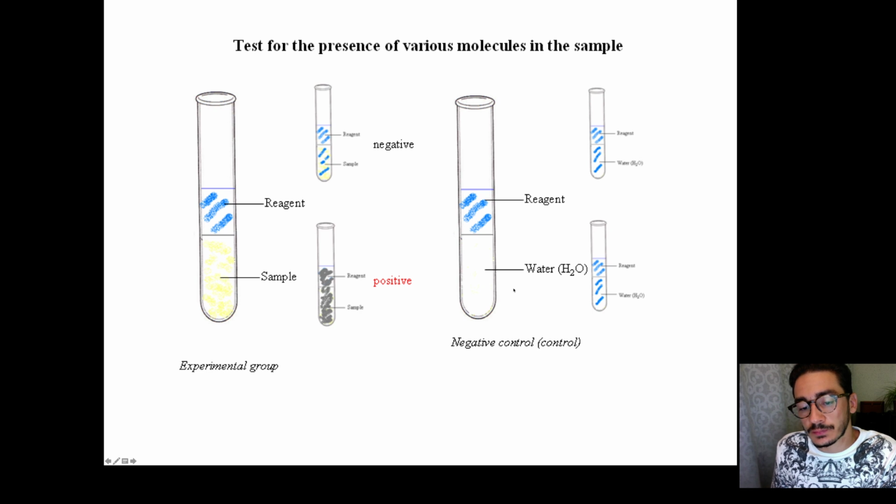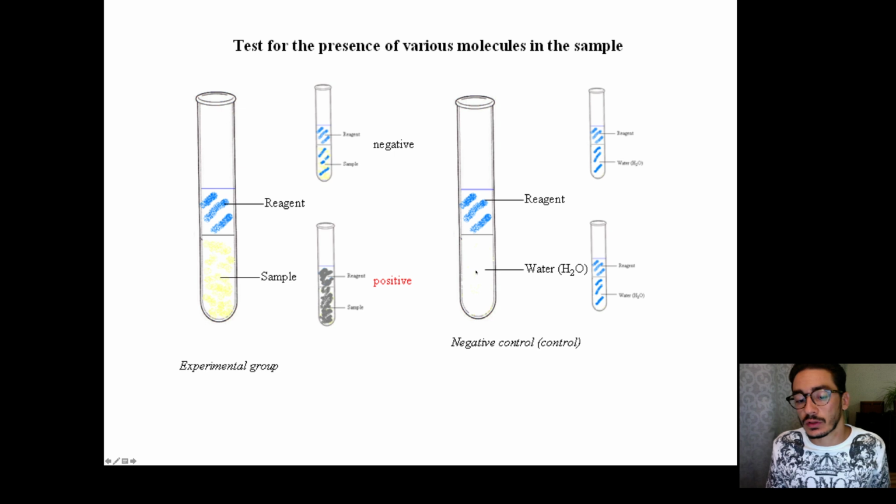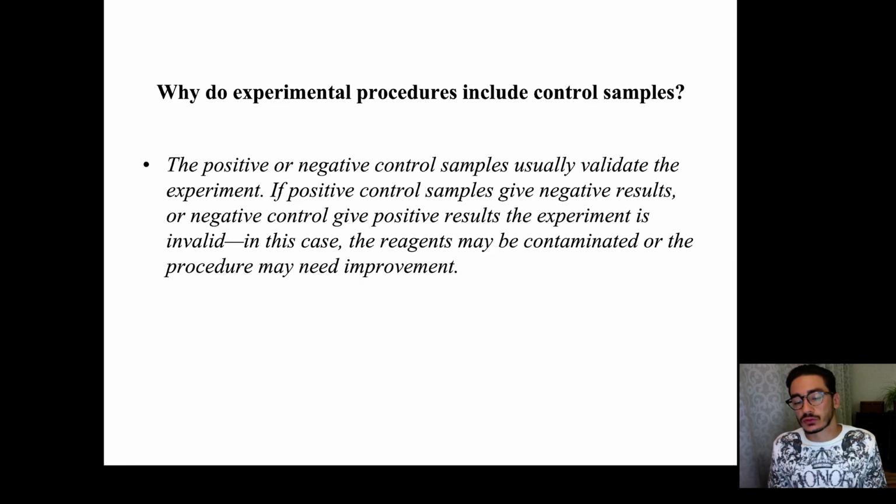Or with a negative control, for example, you add water. If you add water and some reagent, it's not going to give you a positive result, because it's water. It doesn't have proteins, it doesn't have carbohydrates, it's just water. So your reagent is not going to change color, it's going to stay the same. So negative control and positive control are extremely important to validate your experiment.